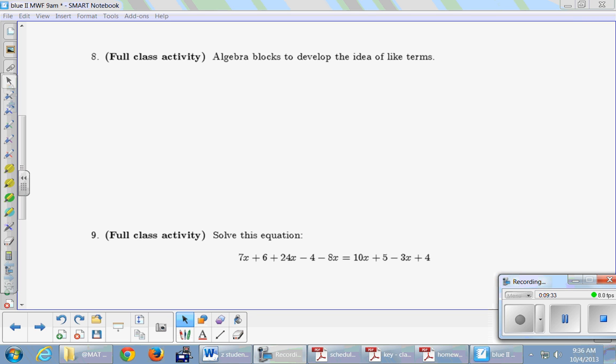Okay, so here's the idea. The key to this thing is over here on the side. Each of those green cubes represents the number 1, all right? Each of those orange rods represents the variable x, okay? That's the key. Keep this in mind as we do this activity.